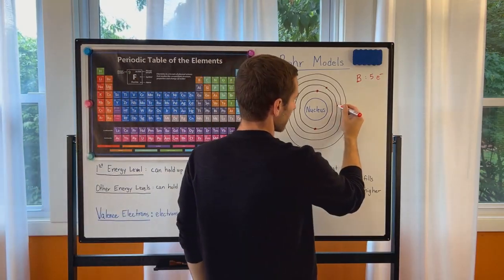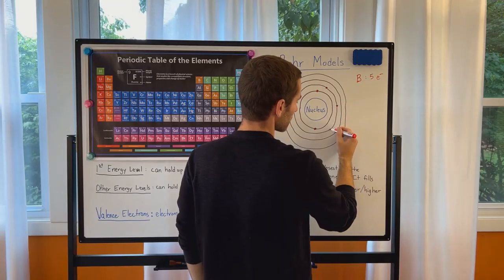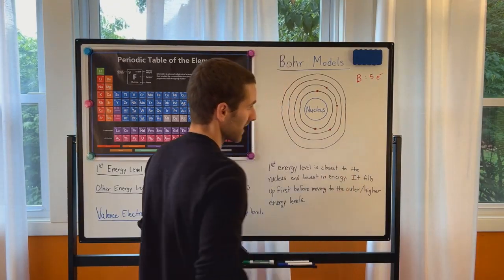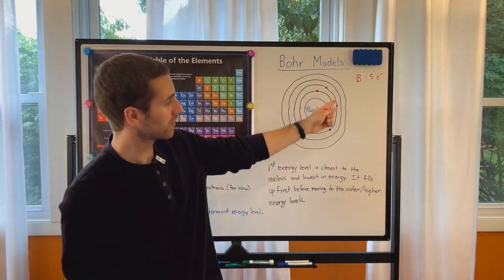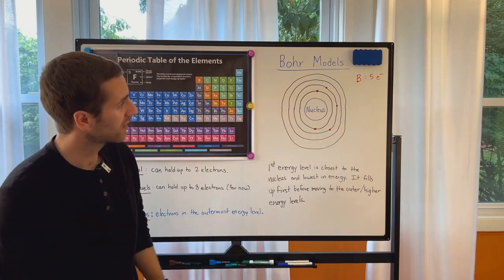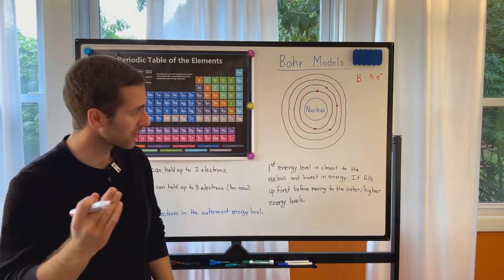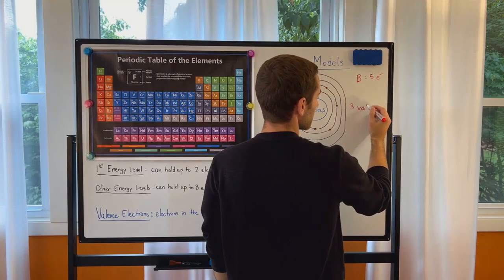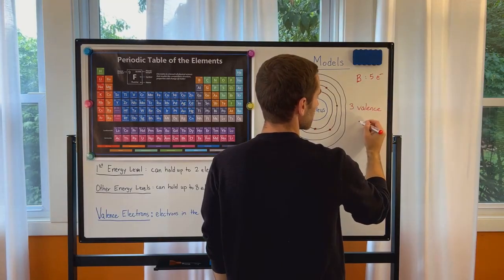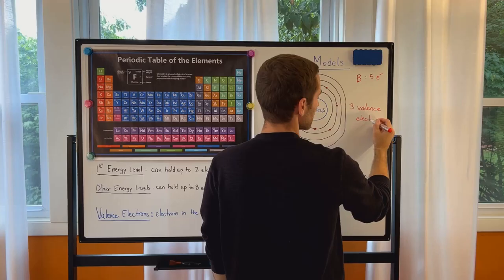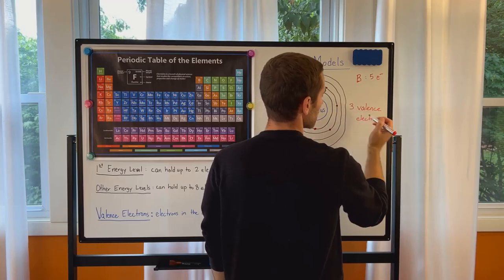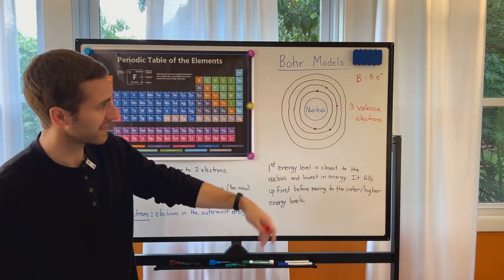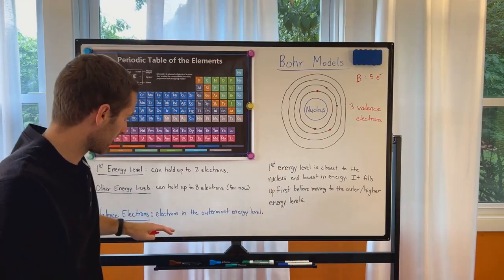So we're going to have 3 in the second level. So 2 in the first, 3 in the second, for a total of 5. So we would say boron has 3 valence electrons, because it has 3 in its outermost level.